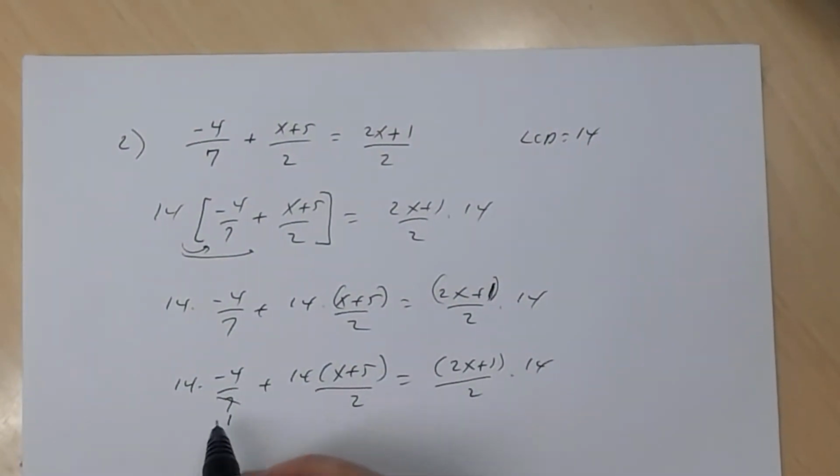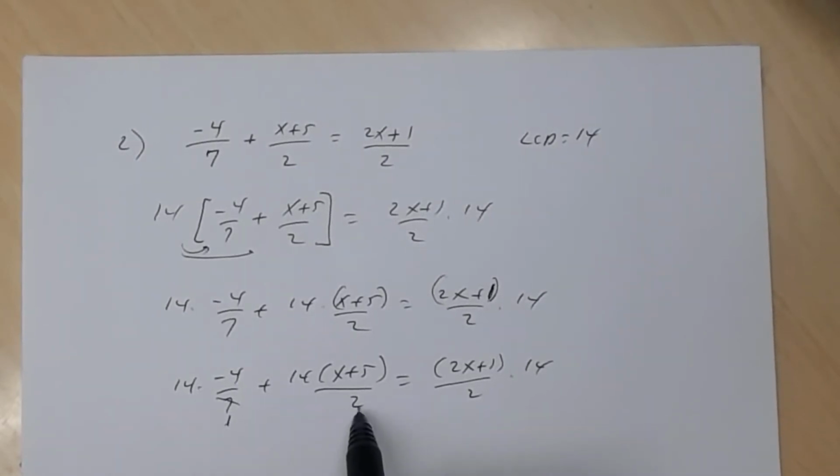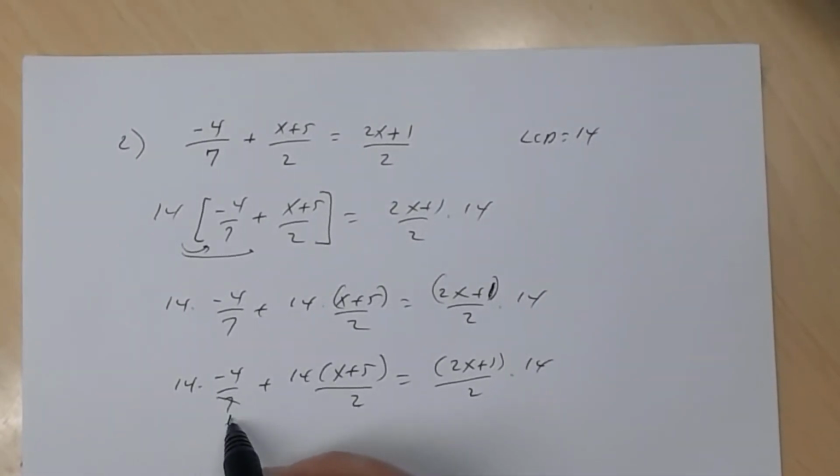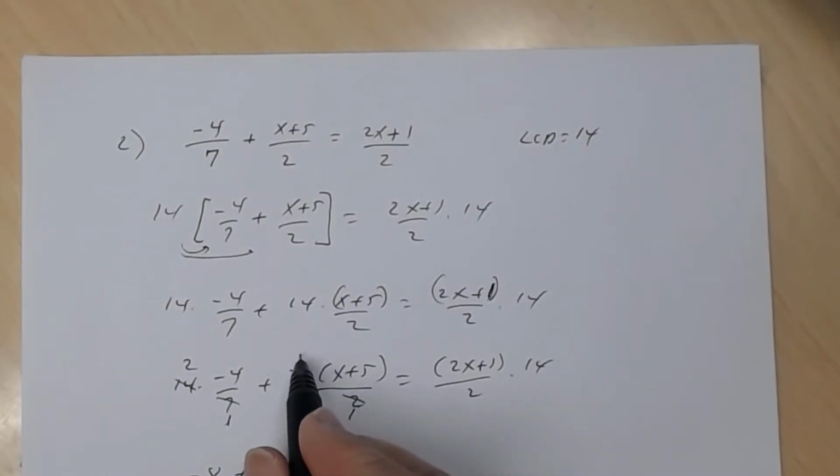7 into 7 is 1. Remember, that's the whole point of clearing the fractions. You want to clear the fractions. You want these factors to be 1s. 7 into 7 is 1. 7 into 14 is 2. 2 times negative 4 is negative 8. Plus 2 into 2 is 1. 2 into 14 is 7.